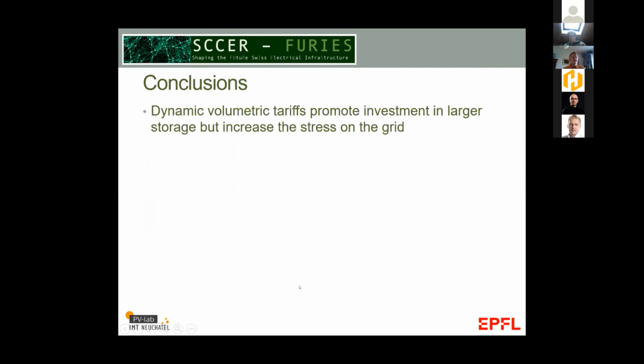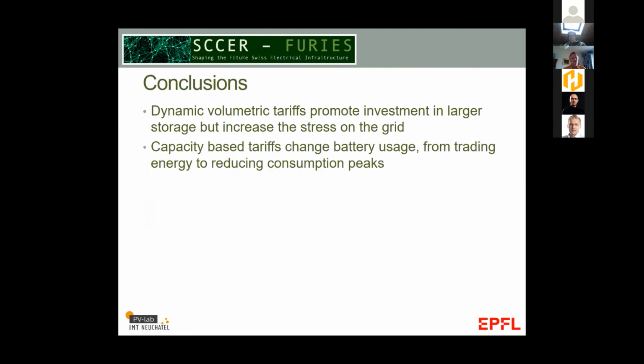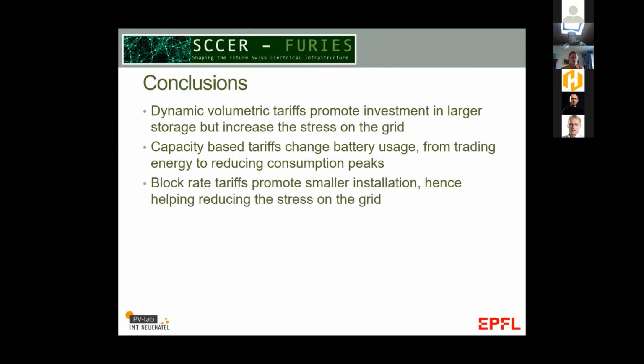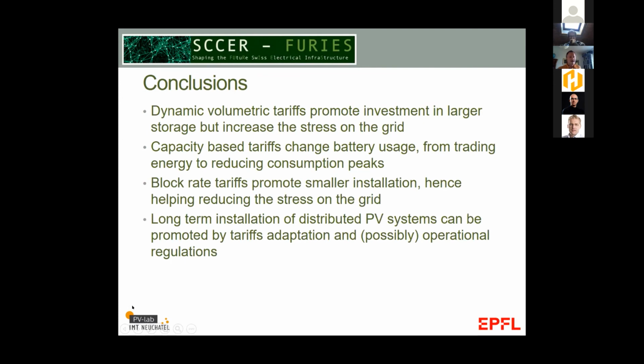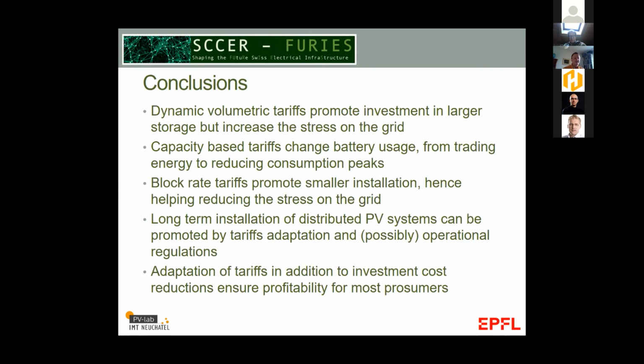So the conclusion: dynamic volumetric tariffs promote investment in large storage, but increase the stress on the grid. Capacity-based tariffs change battery usage from trading energy to reducing consumption peaks. Block tariffs can promote small installations, hence help reduce the stress on the grid. And long-term installation of distributed PV systems can be promoted by tariff adaptation and possibly by operational regulation. Finally, the adaptation of tariffs, in addition to investment cost reductions, ensures profitability for most prosumers.